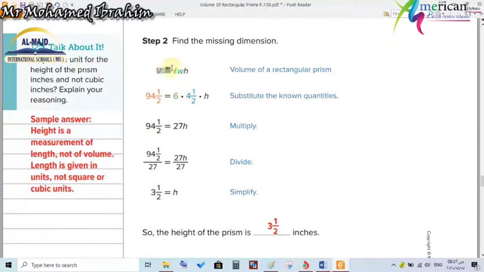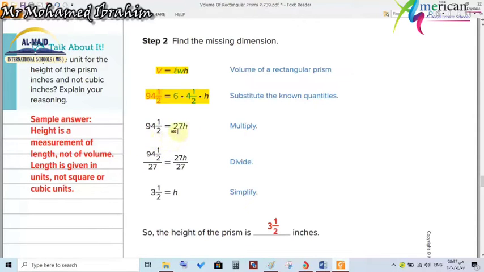Here is the solution. This is the volume. We just substituted instead of volume. Volume equals 94.5, equals length 6 times width 4.5 times height. We don't know the height, so it's an unknown symbol. Okay, 6 times 4.5 equals 27 times h, so it's 27h. And here it is 94.5.